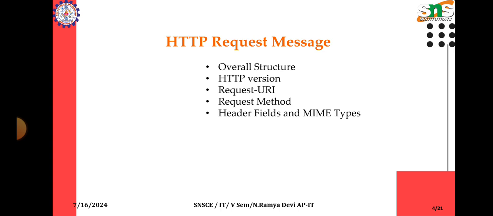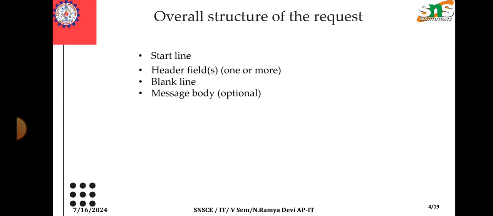So this is the overall structure of your HTTP request. First is the overall structure, and next we are going to see the HTTP version and request URI, request method, header fields and MIME types. This is the overall structure of the request: first we have a start line, then header fields, a blank line and a message body.